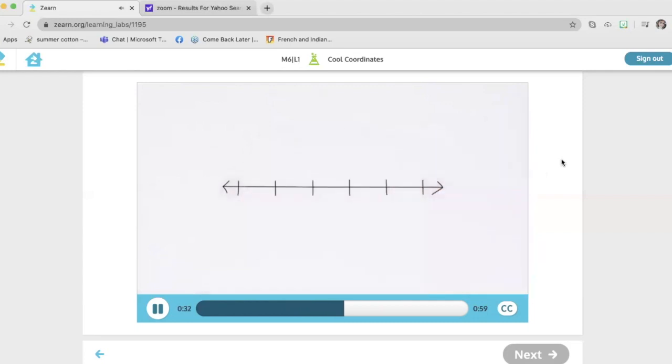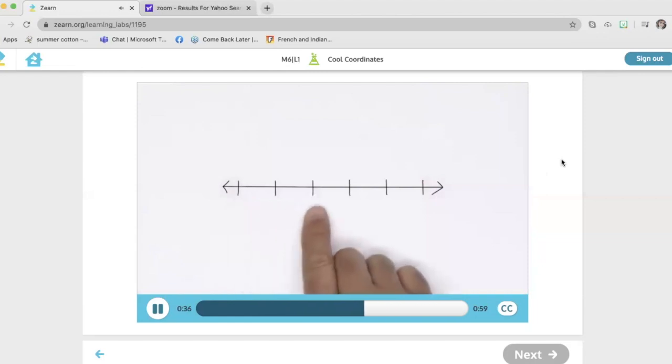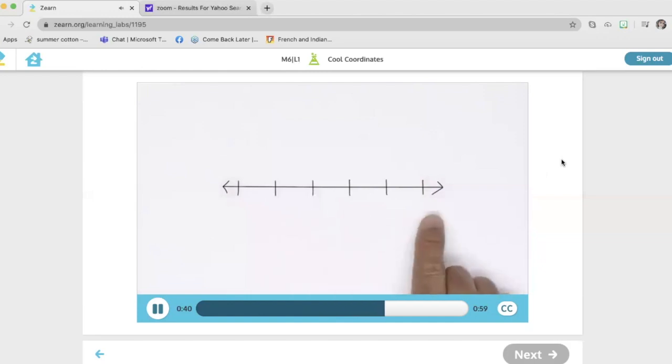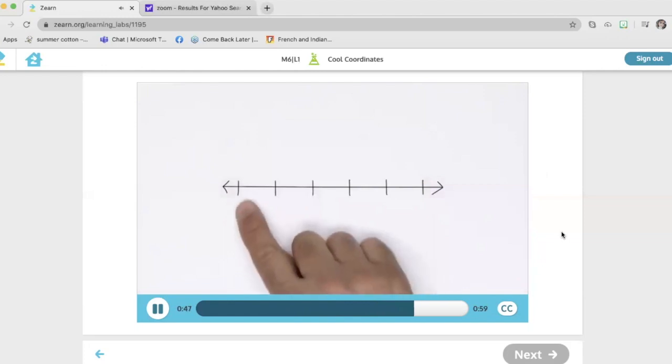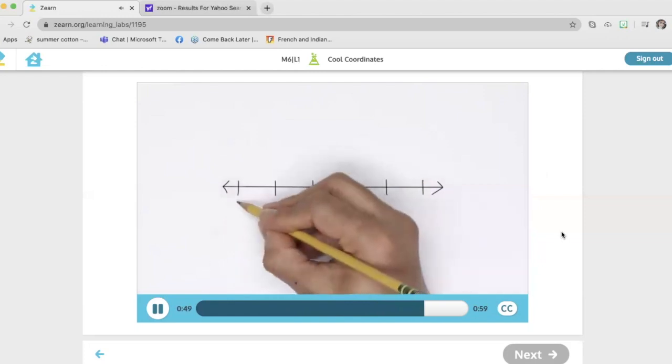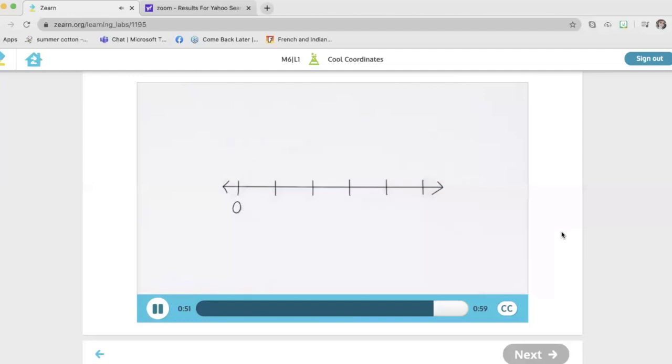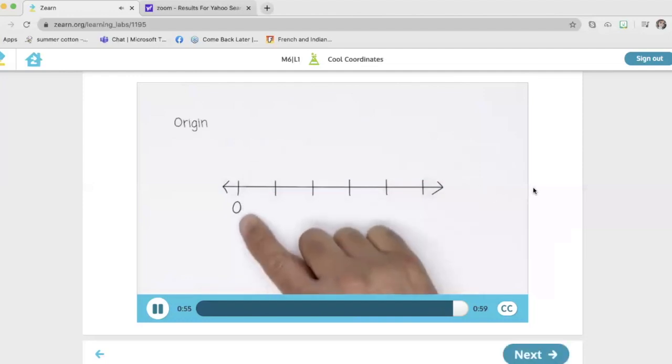Our number line now shows equal units. Now we need to label these tick marks. We can make the labels on our tick marks increase in either direction. Let's go this way. I'll label this first tick mark 0. The point on the number line labeled 0 is called the origin. Always. You try. Label the origin on the number line.